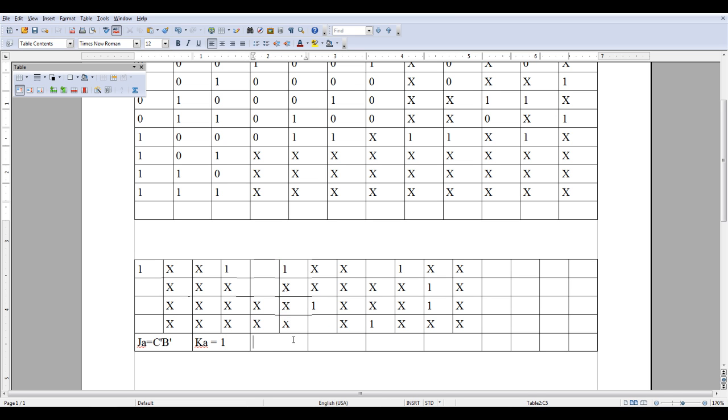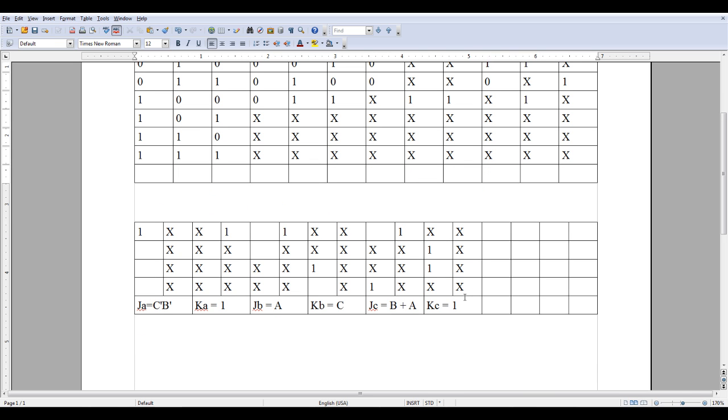This one is just A. JB is equal to A. This one, we would take these 4, which is equal to C. So KB is equal to C. And here we would have these 4 and these 4. So these would be just B. So JC is equal to B plus A. And then KC would just equal 1. And then now we have all of our JKs.